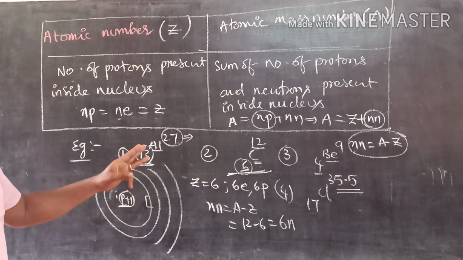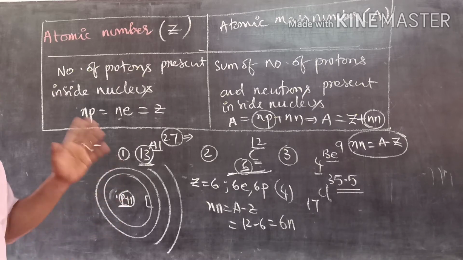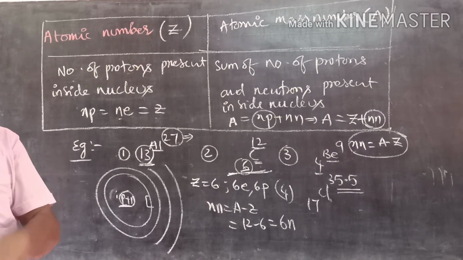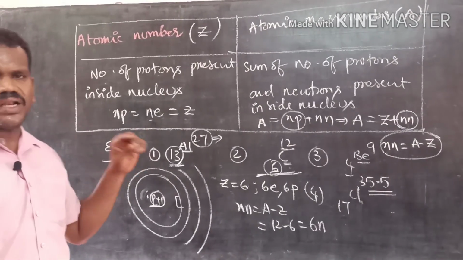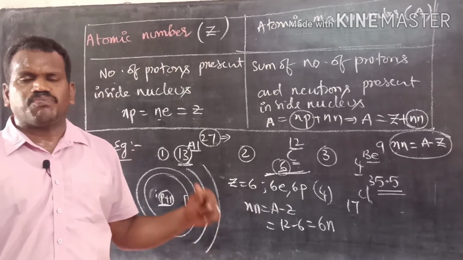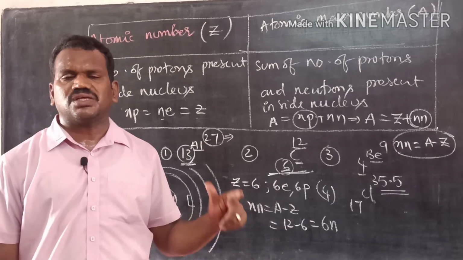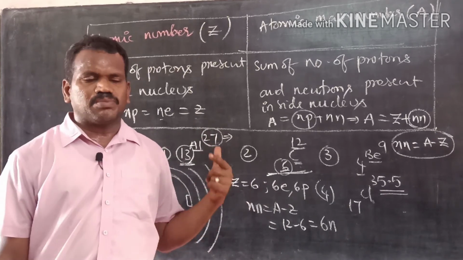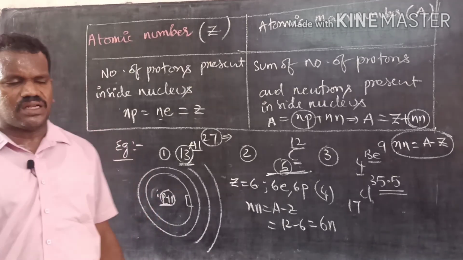So why are we not considering the electrons? Because electrons are responsible for the formation of ions. Sometimes an atom may lose electrons, sometimes an atom may gain electrons. So the number of electrons is not constant in an atom, but the number of protons is always constant, whether it is a neutral atom or an ion. Either it may be a positive ion called a cation, or a negative ion called an anion.